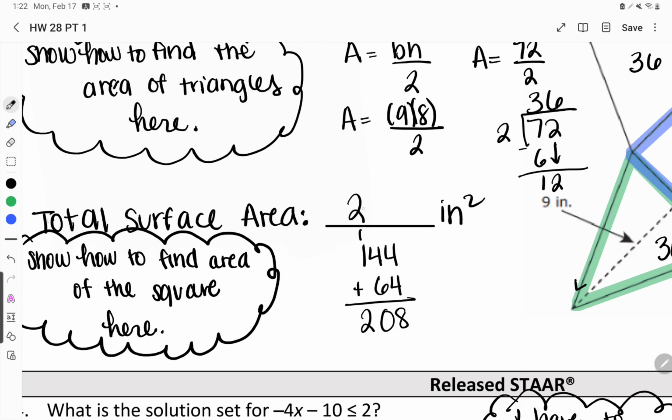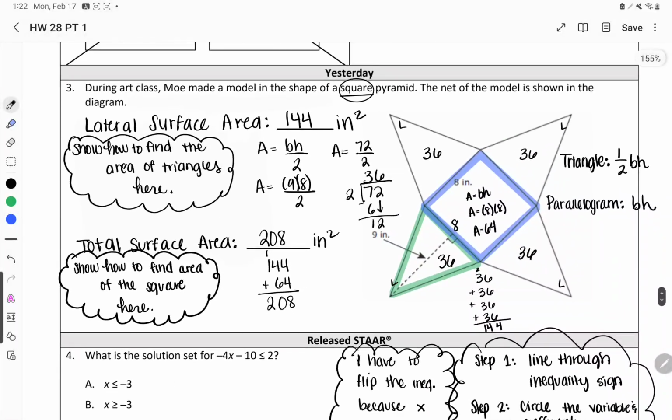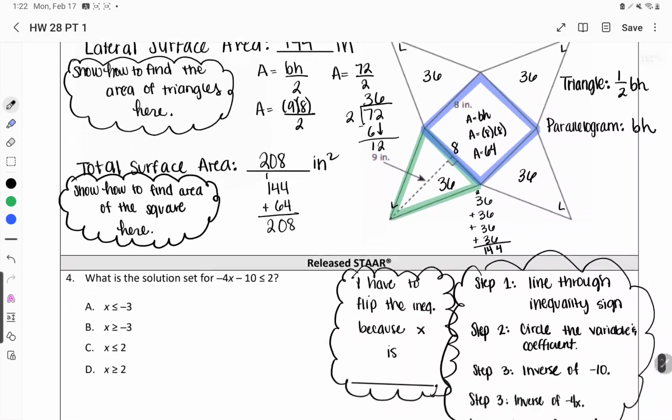It's going to give us 208. Okay, that's it for that one.